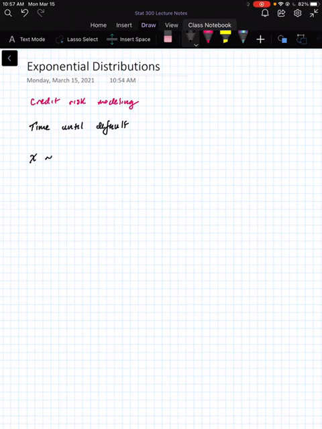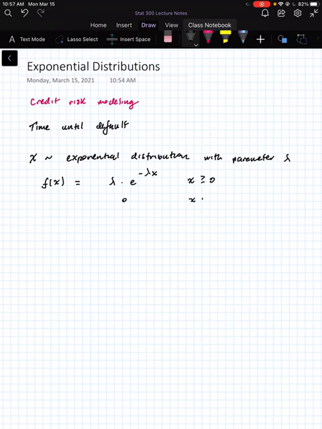So to clarify, an exponential distribution is a distribution for a continuous random variable. It has a parameter lambda, where the PDF, the probability density function, is given by lambda times e, being Euler's number, to the negative lambda times x, for x being a positive number or 0, and 0 if it's negative.